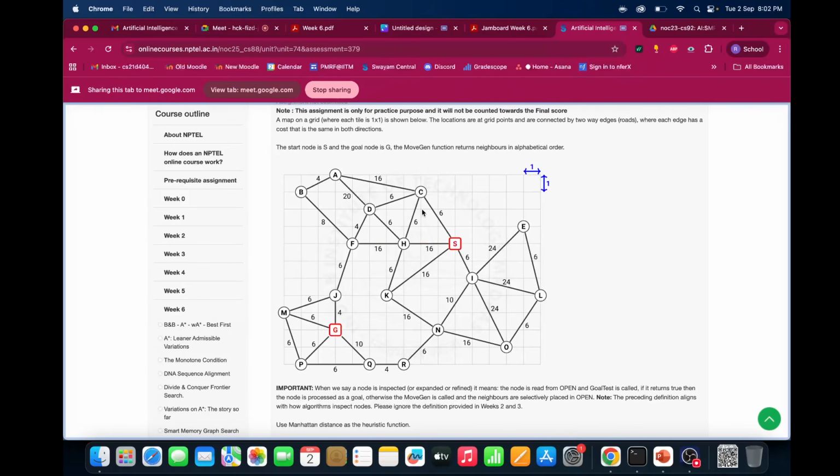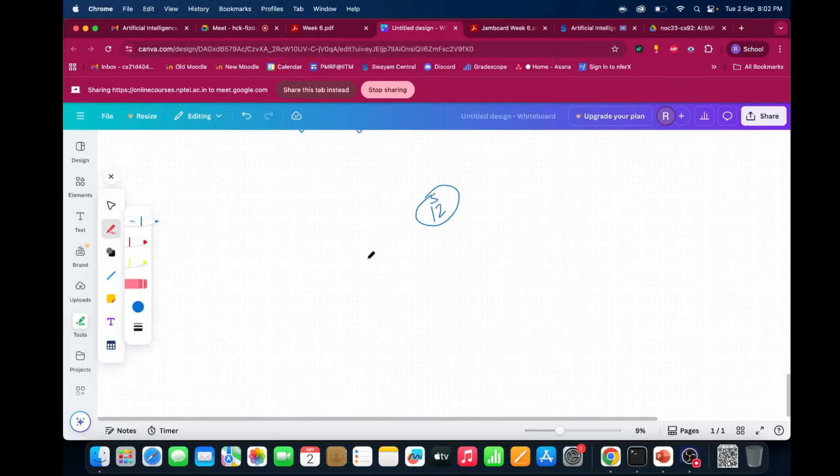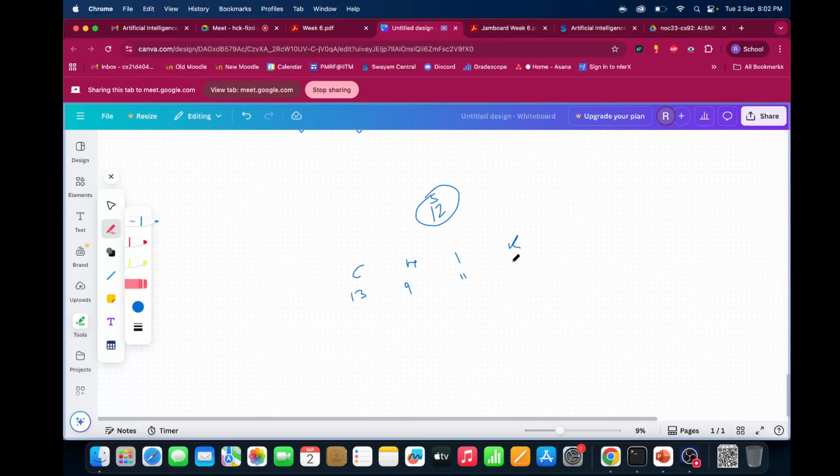From S we could go to C, H, I, and K. Okay, fine. Let's note that down. C is with cost 13, H is 9, I is 11, and K is 5. Okay, so the two best looking here are H and K, right?